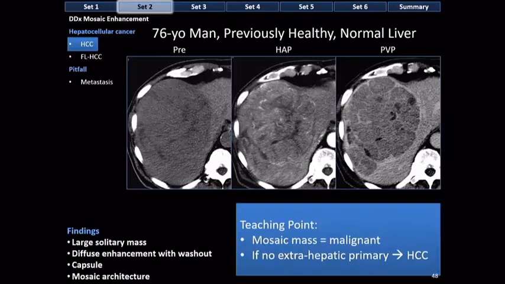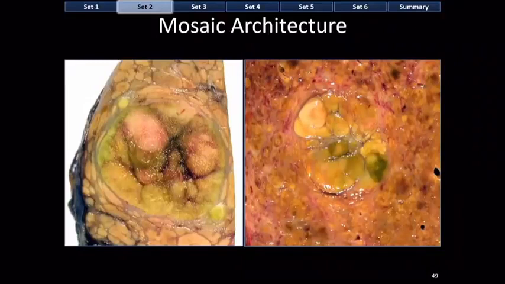So why do HCCs have mosaic architecture? Well, Dr. Clausen can talk about radiology, so now I'm going to embarrass myself by talking about pathology. But in the same way, as Dr. Clausen mentioned, these progressed HCCs have internal nodules of varying degrees of progression. Some of the nodules might be early HCC, some might be more progressed.